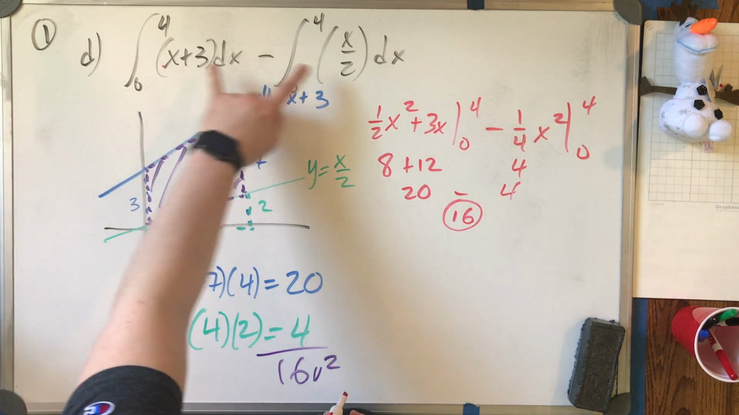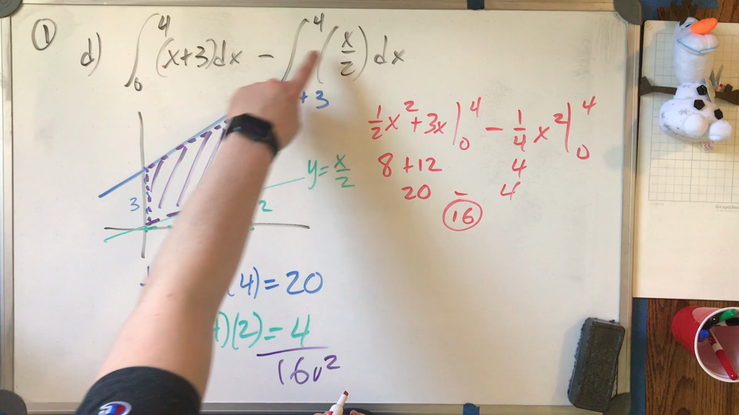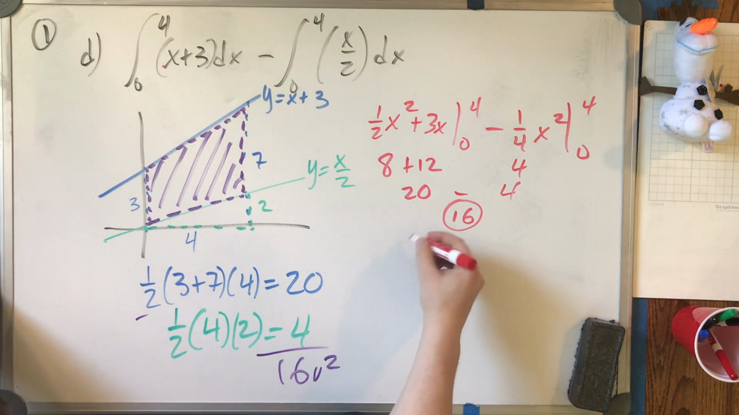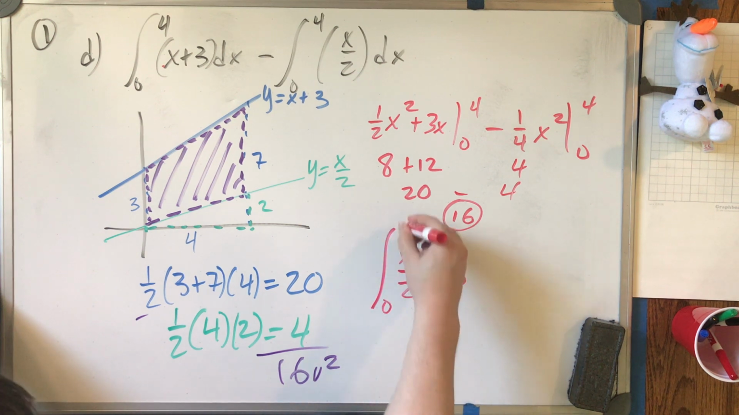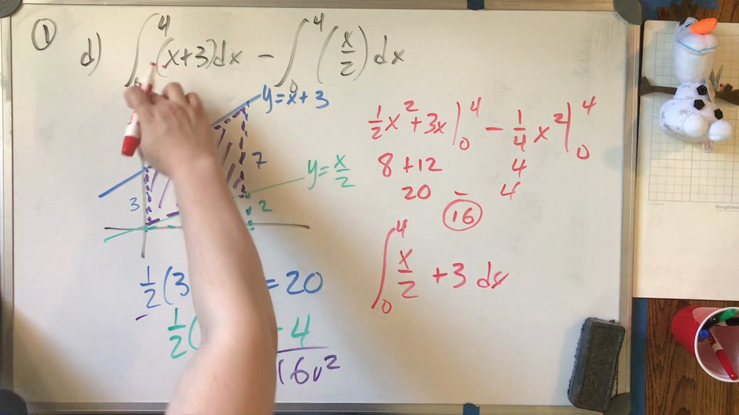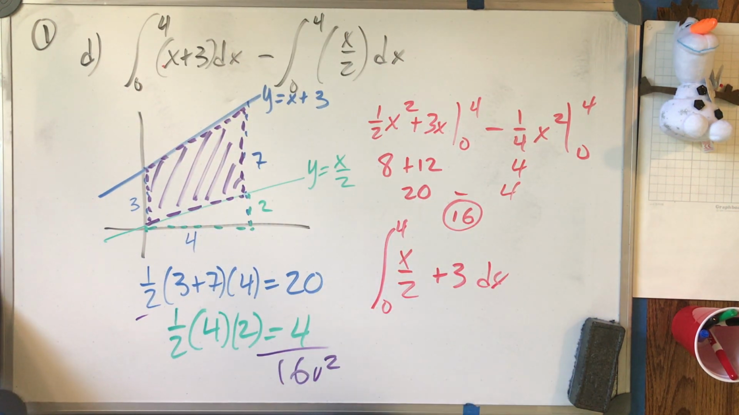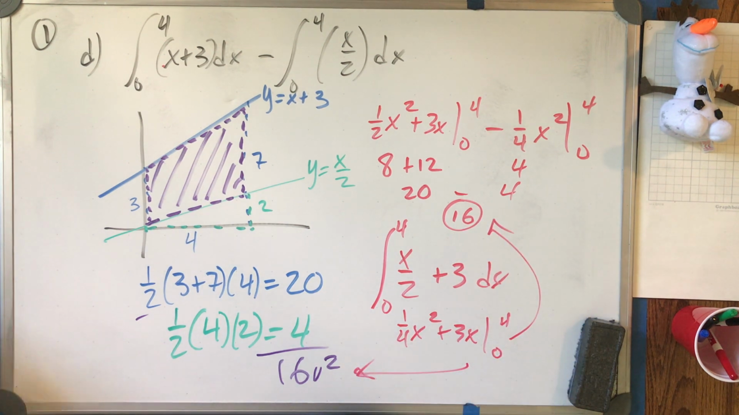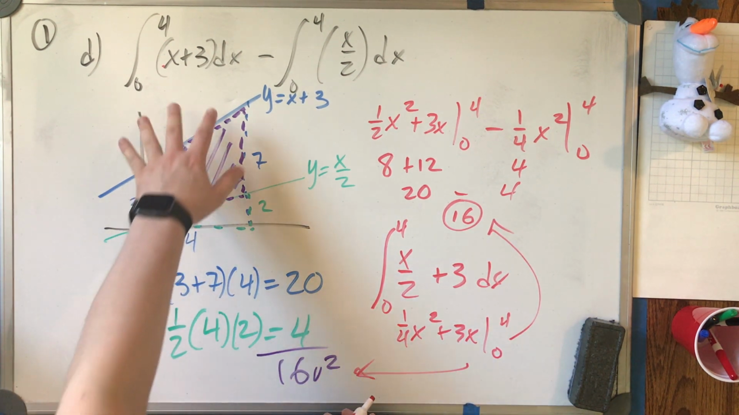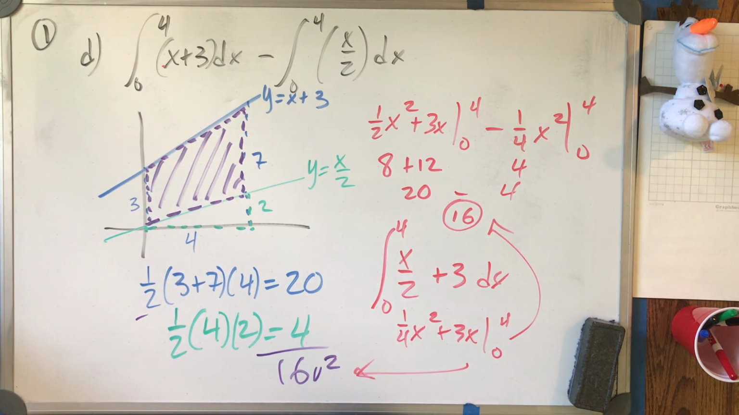We could also combine these. So if I have x minus x over 2, that's going to actually just give me a single x over 2 plus 3. And since they have the same limits, we can just actually do it this way. So we could have just done 1/4 x squared plus 3x from 0 to 4, and we'll end up getting the exact same answer. So it doesn't really matter which way you write it, whether you combine these or keep them separate from each other.